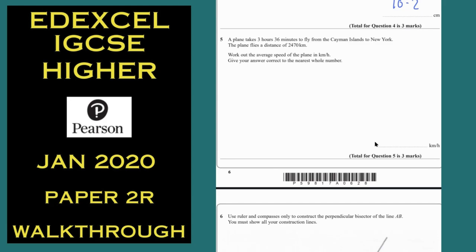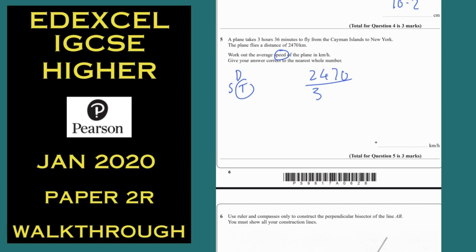Next one. The tricky bit here, do not forget, minutes and decimals are not the same. So 1 minute is 1/60th of an hour. So yeah, this is a DST question. And it's asking for the average speed. So you need to do distance, 2,470, divided by time. Now what you can't put in is 3.36 because that's not correct.